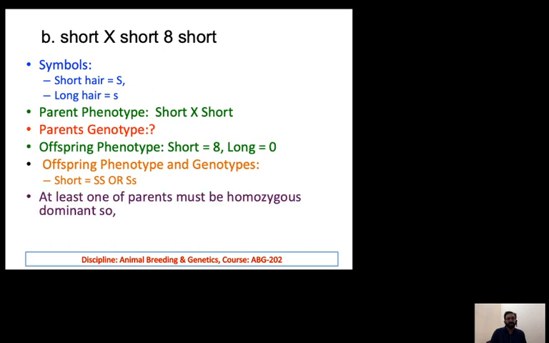Now this indicates that at least one of the parents must be homozygous dominant, because it could be both of them, but at least one must be dominant. The reason being, if one of them is dominant, that is always contributing the dominant allele, and the phenotype of the offspring would also be dominant, which is the case in this cross. So one of the parents' genotype is SS, and the other one could be capital S small s or capital S capital S.